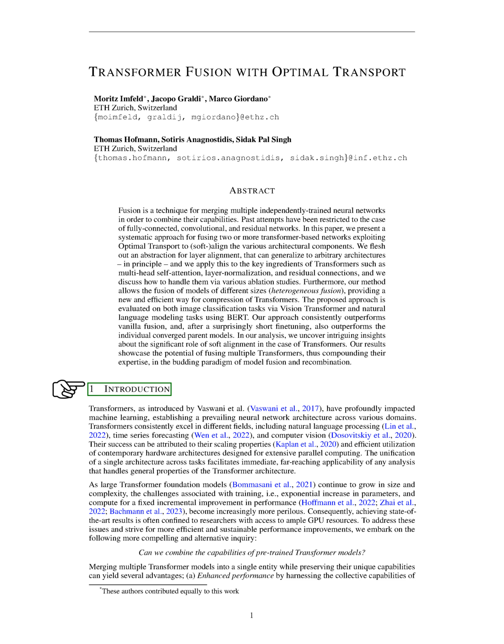Introduction. We're here to talk about transformers, a type of neural network architecture that has had a significant impact on machine learning. These models have been successful in various fields, such as natural language processing, time series forecasting, and computer vision, thanks to their scalability and efficient use of modern hardware designed for parallel computing.